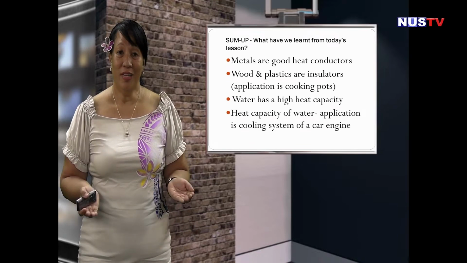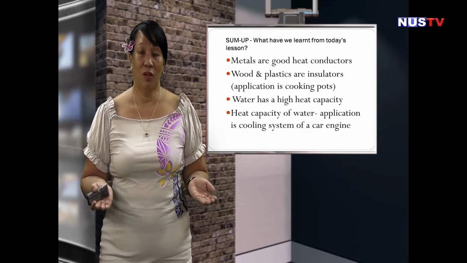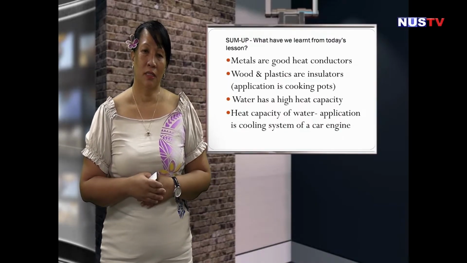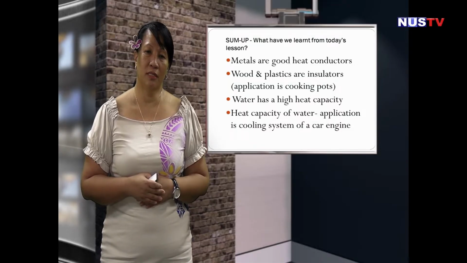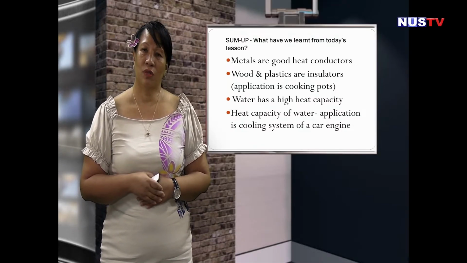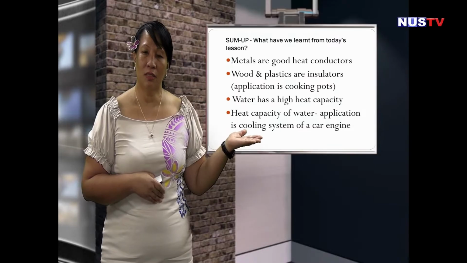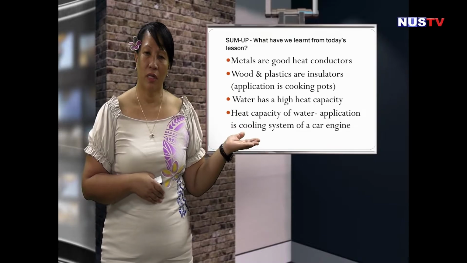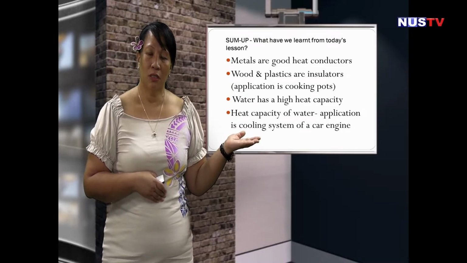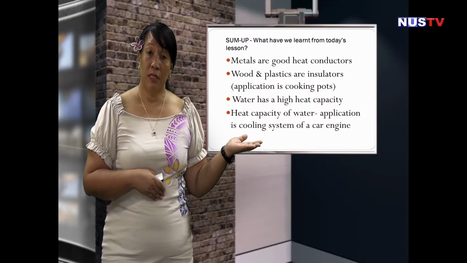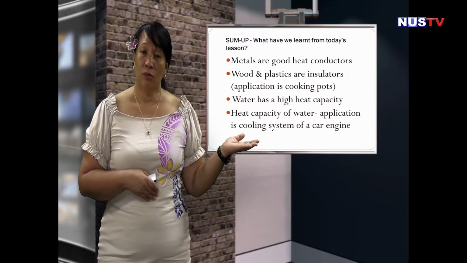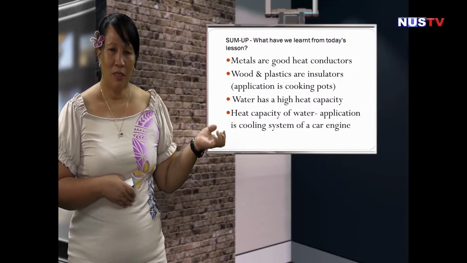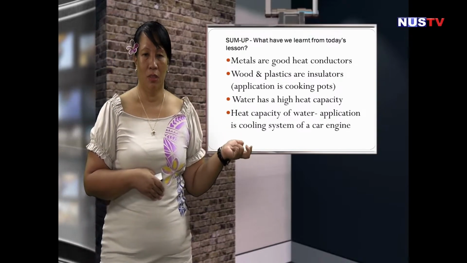All right, so those are our activities. Hope you have learned something useful today. But let's sum up. What have we learned from today's lesson? We have learned today that metals are good heat conductors. Wood and plastics are insulators, right? The application is the cooking pot. And even in the activity that we have done today, I used a metal rod with a plastic handle. The plastic handle prevents me from getting burned.